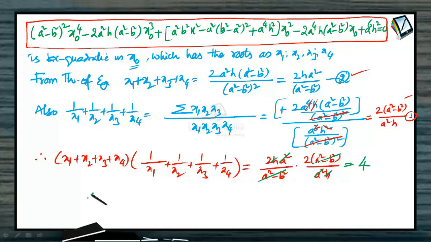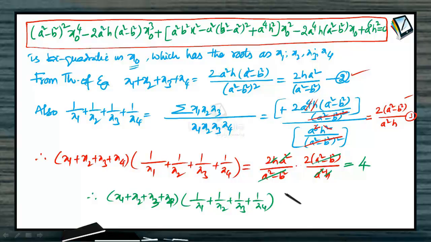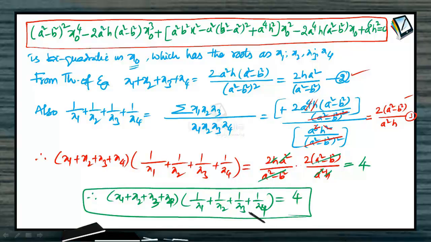So what we have concluded is, if x1 y1, x2 y2, x3 y3 and x4 y4 are the 4 points on the ellipse whose normals are concurrent, then x1 plus x2 plus x3 plus x4 times 1 by x1 plus 1 by x2 plus 1 by x3 plus 1 by x4 equals 4. This is the last property that we have proved.